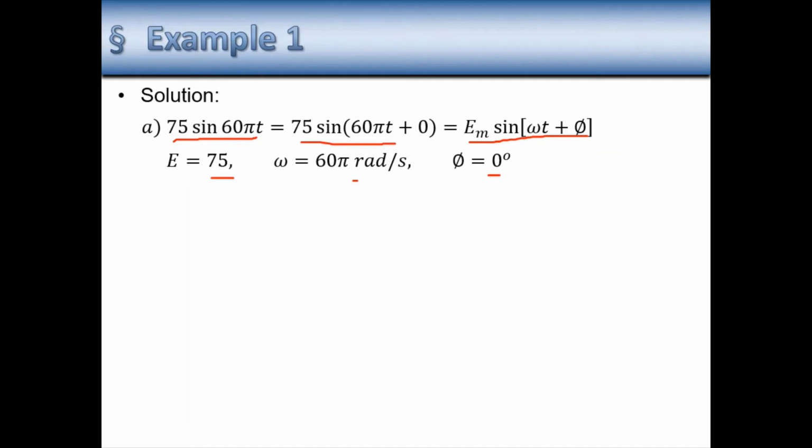Take note that omega is what is beside the variable t. Now, since omega is 2 pi f, that means we can compute for the frequency, and that is 30 cycles per second, or 30 hertz. And also, since f is equal to 1 over T, we can then compute for T, and we got here 0.033 seconds.